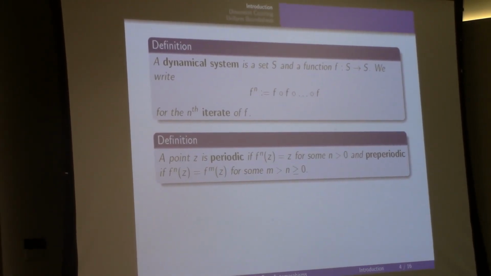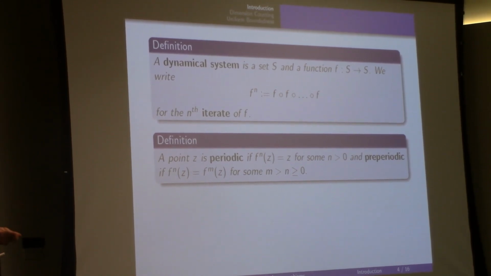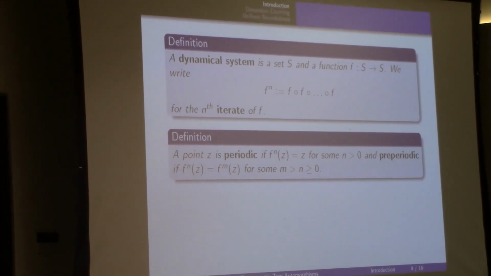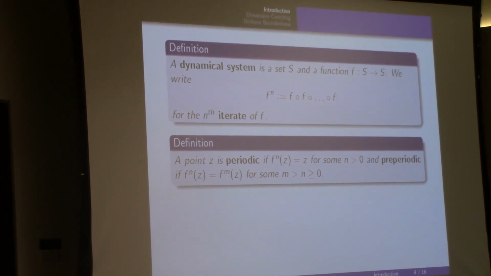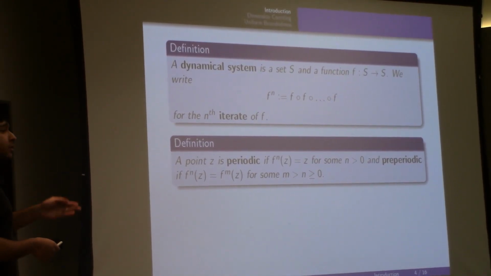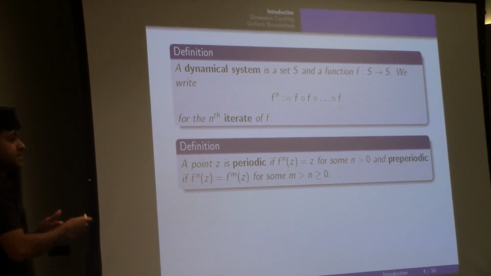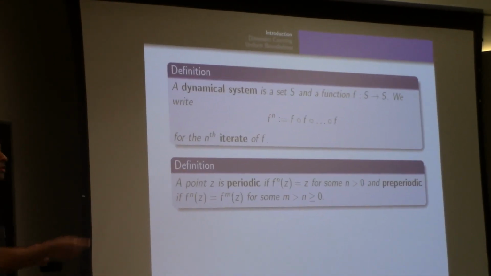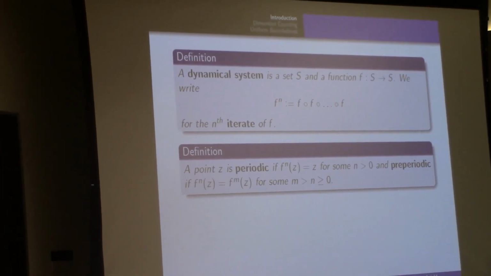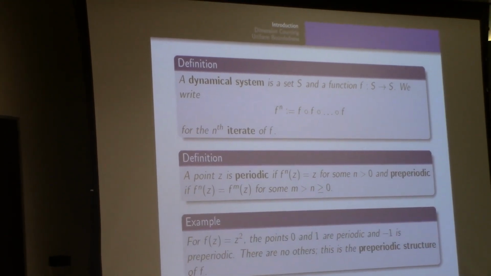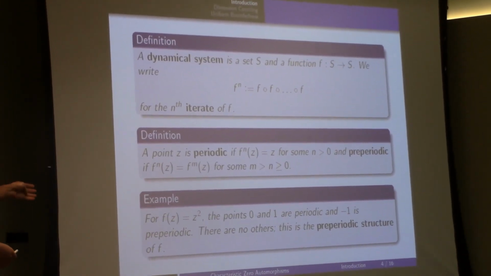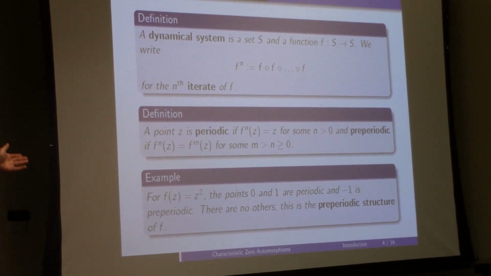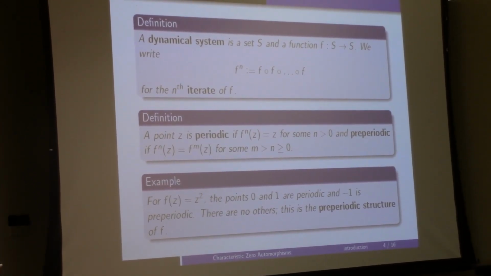A point z is said to be periodic if at some future iterate of that function, you return to the same point. And similarly, a point is called pre-periodic if there exists some gap before the periodicity shows up. An easy example to see this is f(z) = z squared. It's easy to check that the points 0 and 1 are periodic, while the point minus 1 is pre-periodic.